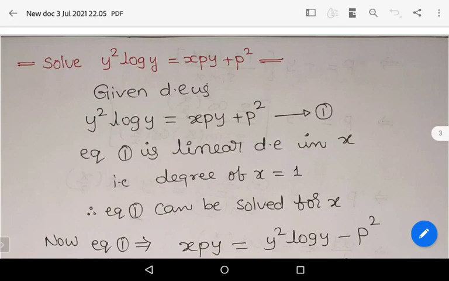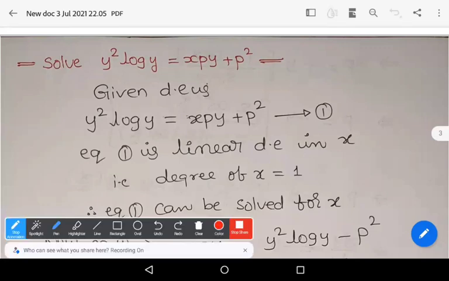In this video, we solve a problem from differential equations according to the method solvable for x. And again, this is a very important problem for the 10 mark section. Let us see the problem.